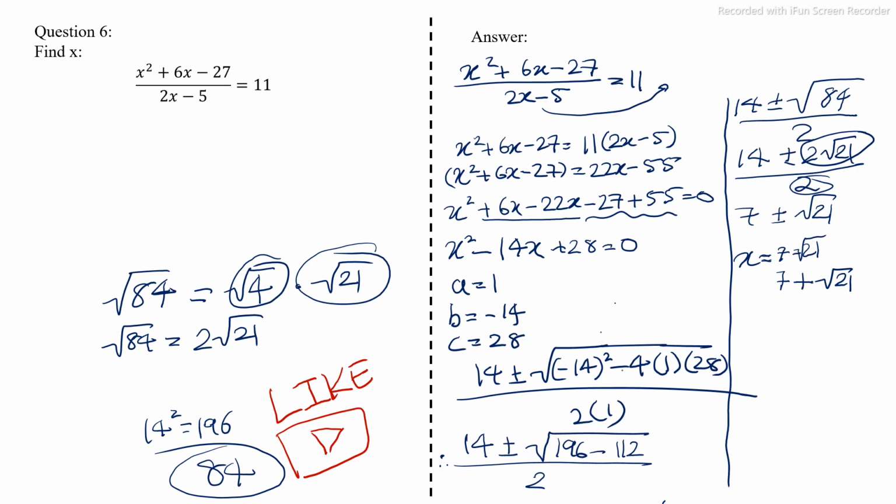So x equals, to 1 decimal place, 11.6, and then 2.4, or 2.41 something, yeah, something like that. So that's the answer to this one.